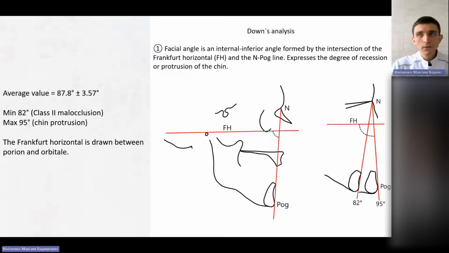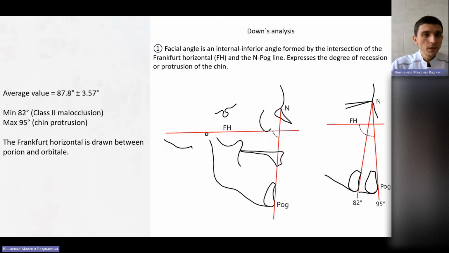These are average values. If our patient has 82 or less, we could say that this patient has a class 2 malocclusion, not dental, skeletal. Now we're talking about the skeletal pathology. So dentally, our patient could have, for example, a class 1 occlusion without crowding, without spaces.